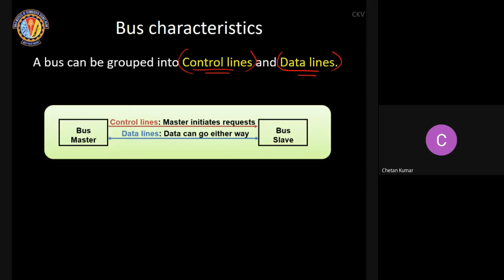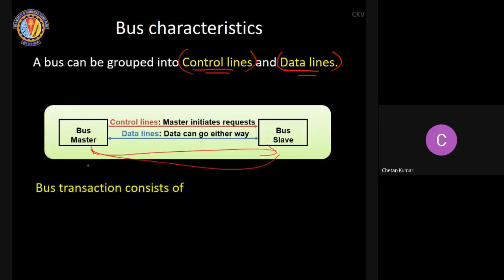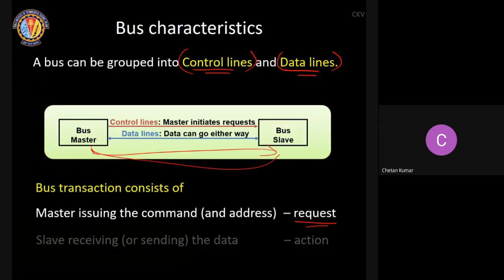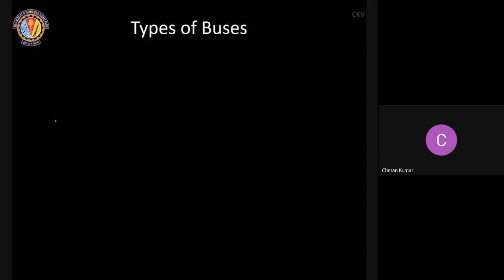And usually the master initiates the request, and the data can go either way. The data can be sent from master to the slave or from slave to the master. So a bus transaction basically consists of the master issuing a command, maybe an address. This is a request, and then the slave receiving or sending the data, which is called the action. So a bus transaction, or a bus communication, is a combination of two things: sending a request, and then the action taking place based on that request.